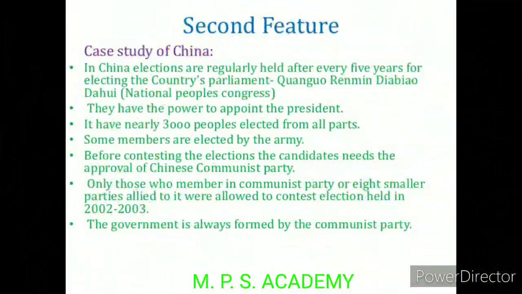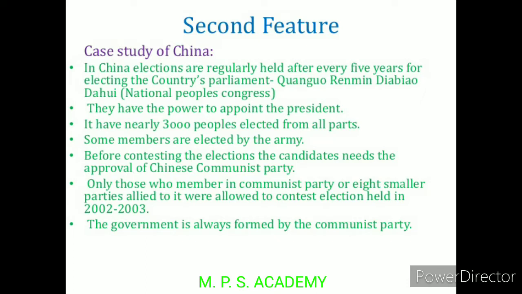So now let's talk about the second feature, and we will study about China. Yes, in China, elections are regularly held after every 5 years for electing the country's parliament, that is Quanguo Renmin Daibiao Dahui, that means the National People's Congress. Now they have the power to appoint the president. The National People's Congress has nearly 3,000 people elected from all parts. In this Congress there are almost 3,000 people. Some members are elected by the army.